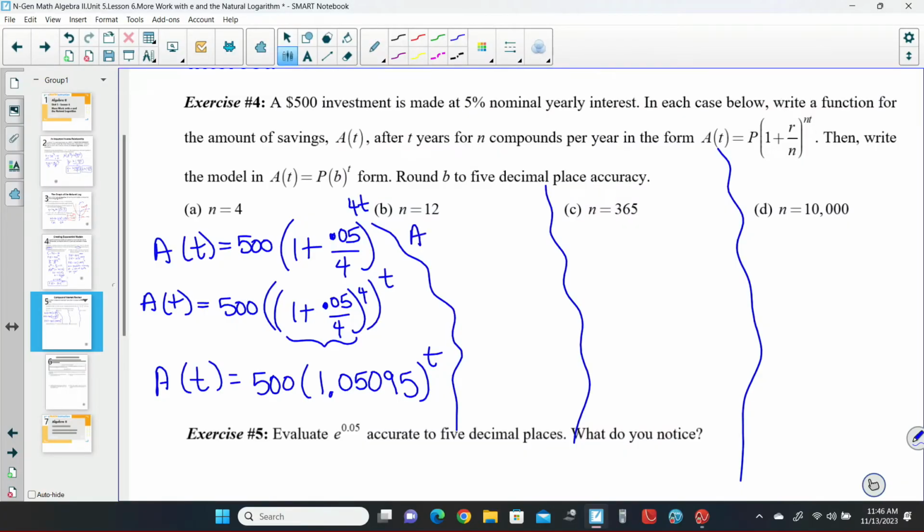All right, so in this case, I'm going to have A equals 500 times 1 plus 0.05 over 12, all to the 12t. That's our model written in its normal sense. If I bring the 12 inside, like I did the 4 before, and then do that calculation, which I'm going to skip to give myself a little more room, the base ends up being 1.05116 raised to the t. Now, just before we move on, I'll put a little dot there.